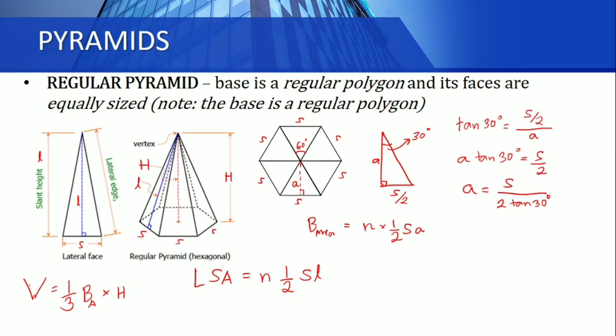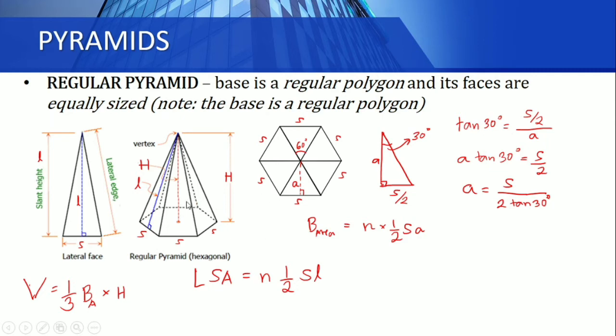So next, regular pyramid. So a regular pyramid, so a base is a regular polygon and its faces are equally sized. So take note, the base is a regular polygon. So kapag sinabing regular pyramid, yung base niya is a regular polygon. So kapag dun sa pyramid lang, may tendency kasi na sabi niya doon any polygon yung pwede niyang maging base. So ang pinagkaiba lang nun, pwedeng hindi maging equal yung size ng ating triangle na mabubuo sa ating pyramid. So in this case, sa regular pyramid, equal lahat yung size ng triangle niya or yung faces niya.